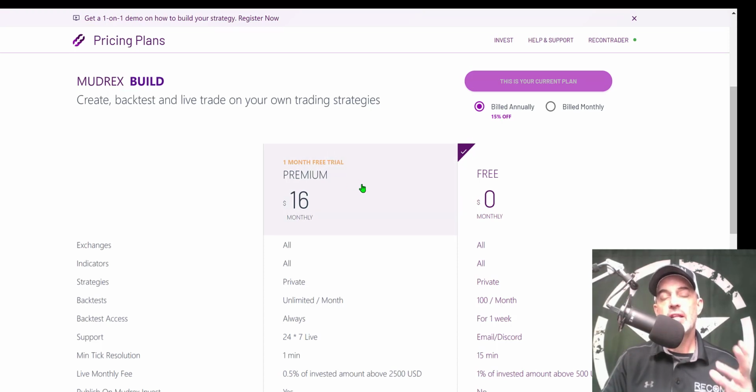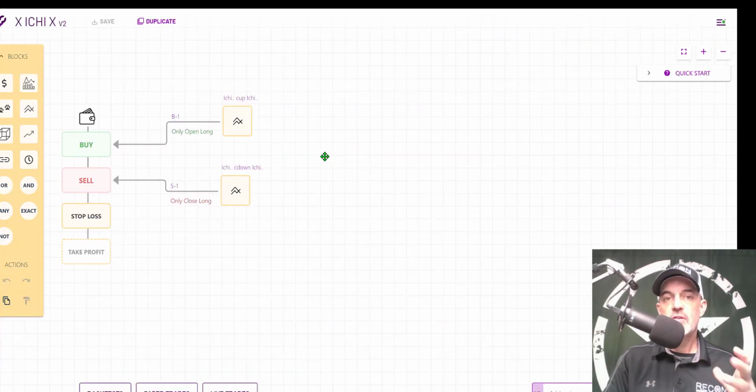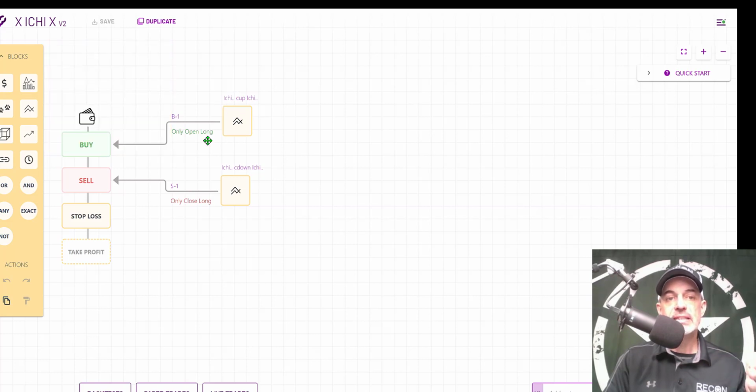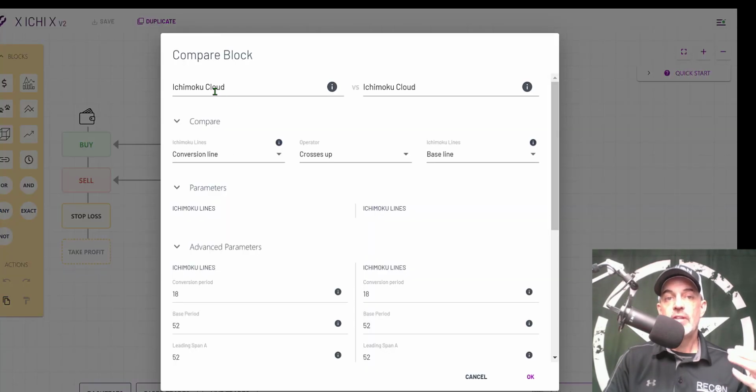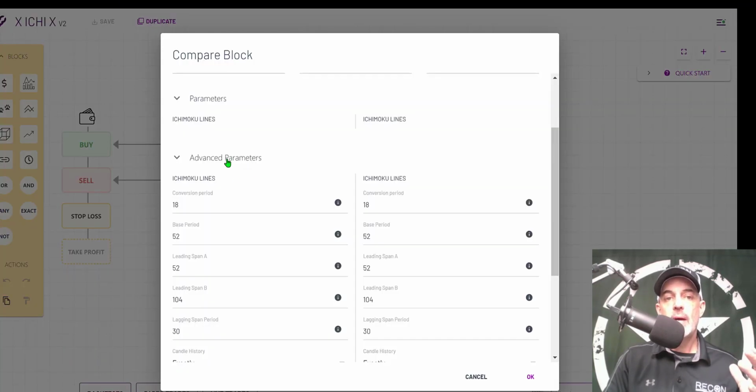Now that's enough jaw-jacking. Let's take a quick look at the actual parameters of my Ichi crossing strategy. I configured this strategy using Mudrex's visual editor, where you simply click, drag, and drop boxes to create your strategy. It's a very simple strategy based on the Ichimoku cloud. What I'm looking for is the conversion line crossing up through the baseline, and that would trigger a buy order in this situation. And my advanced parameters on the Ichimoku lines are not the default settings.